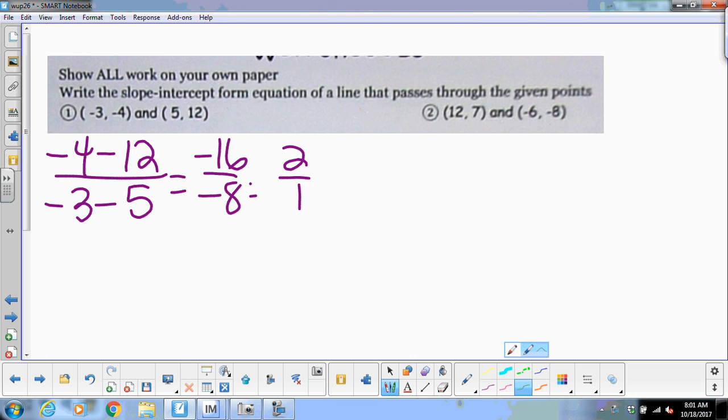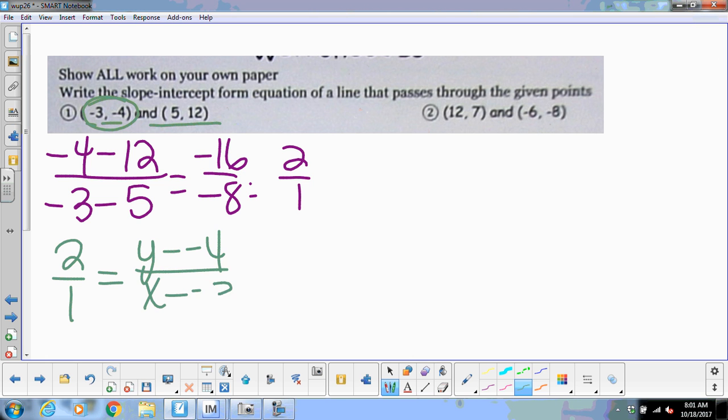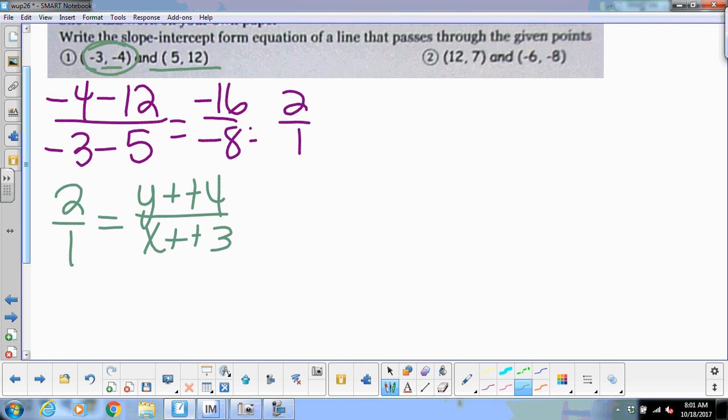So now you're going to use that slope and either point. I usually choose the one with the smaller numbers just for multiplication reasons. Okay, so it's going to be y minus negative 4 and x minus negative 3. All right, we're going to cross multiply from here. Okay, remember, I will write that out if you need it.